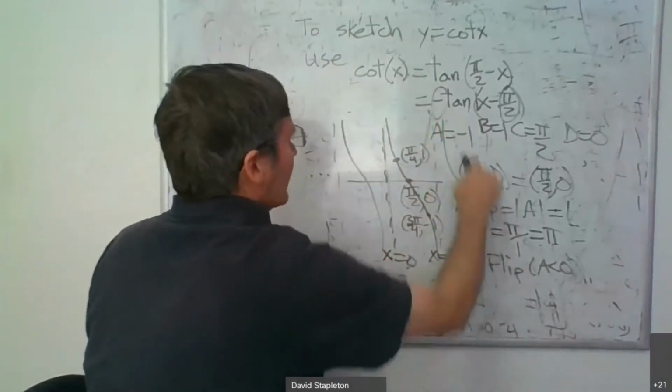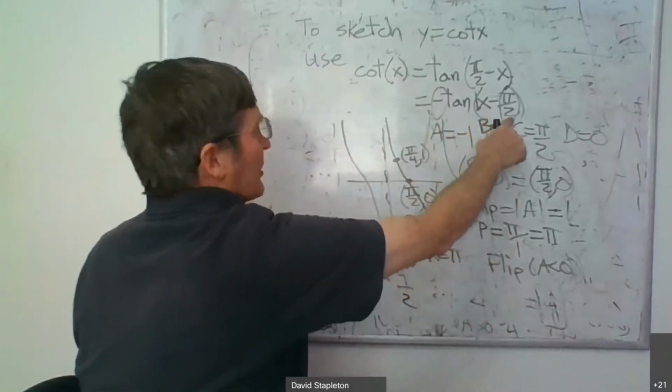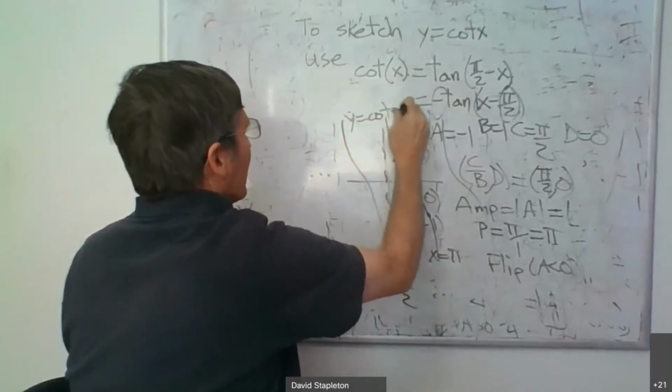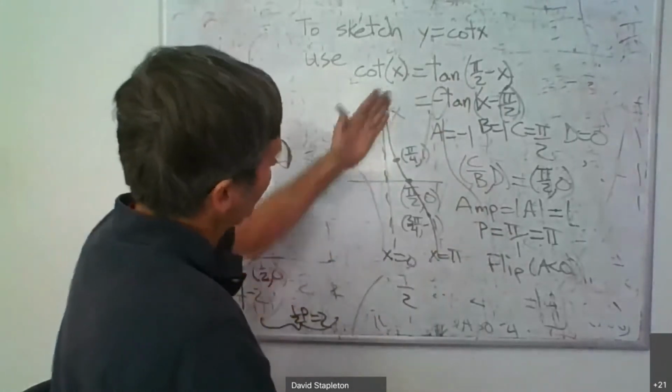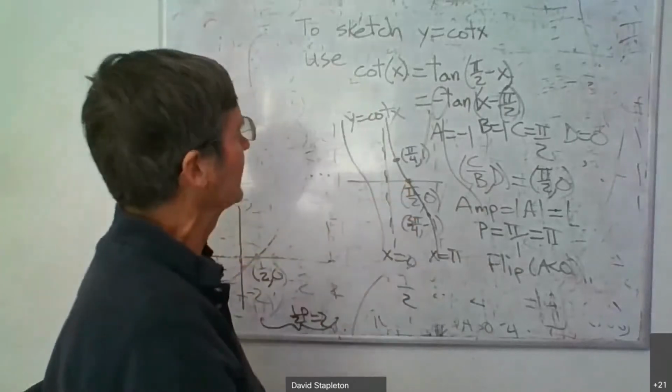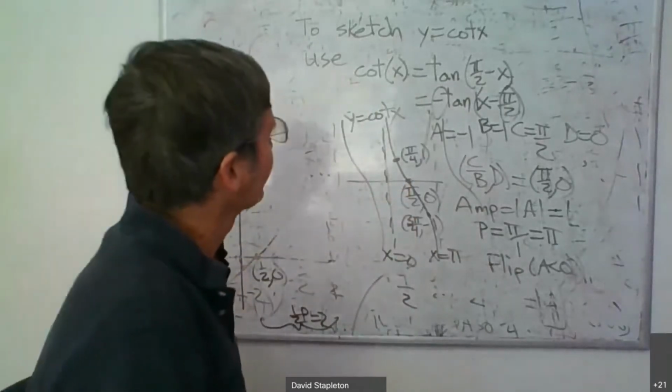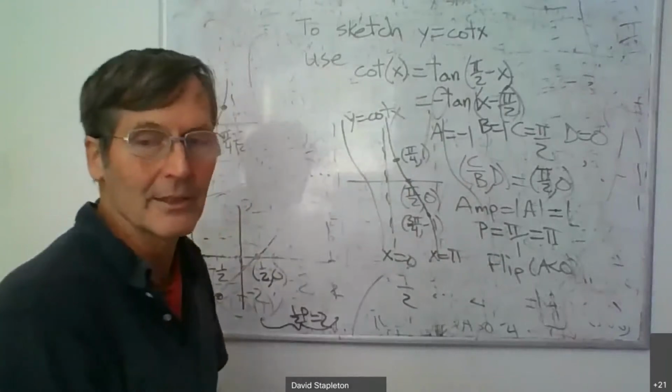Wait a minute, I just sketched tangent of x minus pi over 2, and it has the same graph as cotangent x. This is the graph of cotangent x. And now you see it's the tangent function flipped upside down and shifted over pi over 2 units. Next time, we'll do graphs of cotangent, secant, and cosecant.